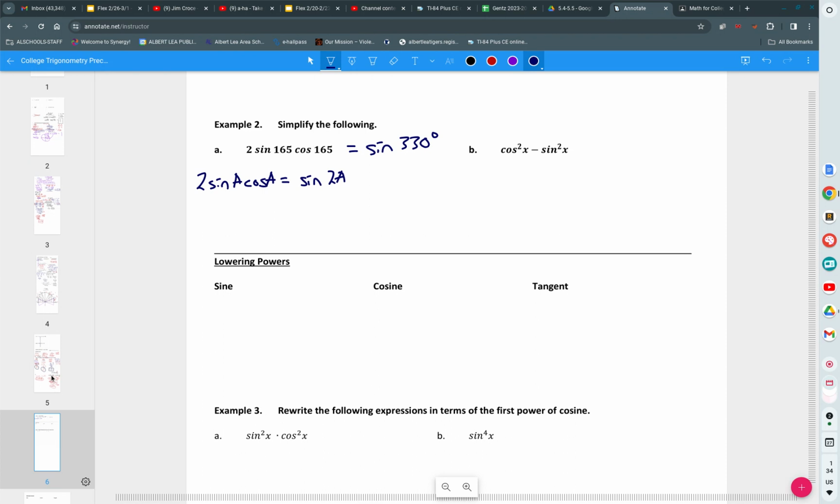Figure that out with the person next to you. Go, what's the exact value of sine of 330? Everybody should be on the ball here.